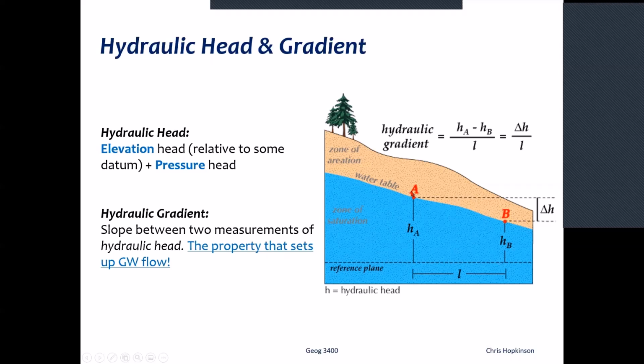Anyway, if we're interested in whether there's any potential for movement from A to B, what we can do is look at the hydraulic gradient. And the hydraulic gradient is essentially the change in hydraulic head over distance. So delta H over L. And so in this particular case, we could conclude that water is likely to move in this direction from A to B.